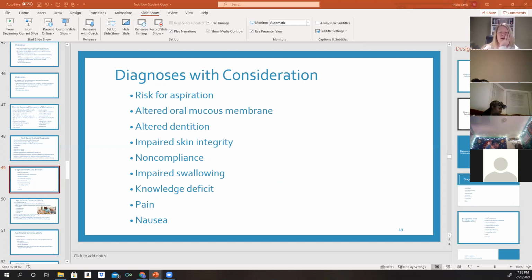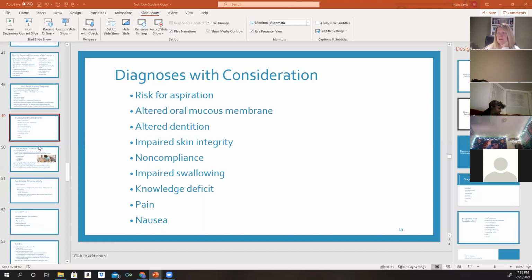Altered oral mucous membrane. So this would be just your patients who are maybe comatose in the ICU, very fatigued, they sleep a lot, that aren't getting good mouth care. These are your cancer patients that have chemo, altered dentition, patients that have impaired skin integrity, patients that are not compliant with their nutritional recommendations, if they have impaired swallowing, knowledge deficits, these patients who are in pain, and patients that are dealing with being nauseated.